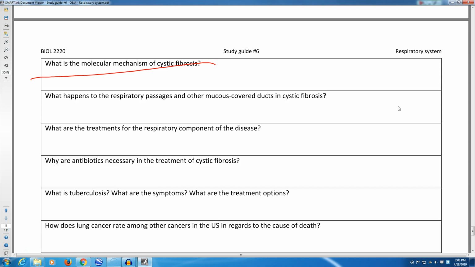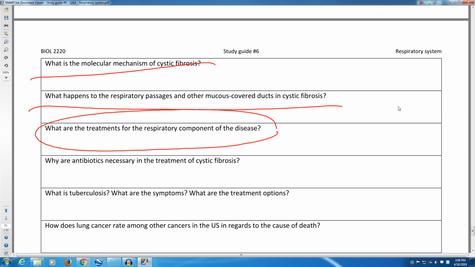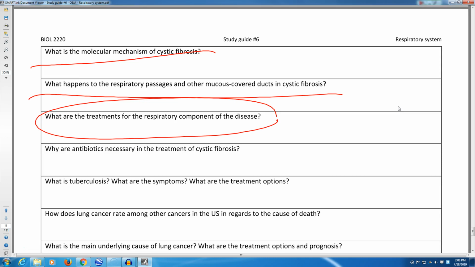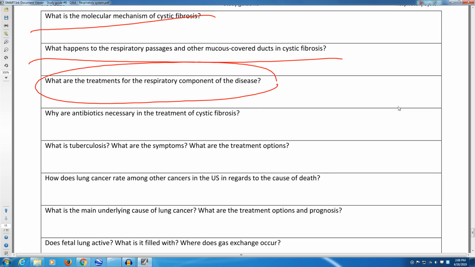Cystic fibrosis, chloride transport protein defect leads to accumulation of the mucus. Respiratory passages and other ducts are clogged. Treatments for the respiratory component: mucus thinning drugs, inhalation of the saline, also called tapping, dislodging of the mucus. Antibiotics necessary because mucus traps bacteria.